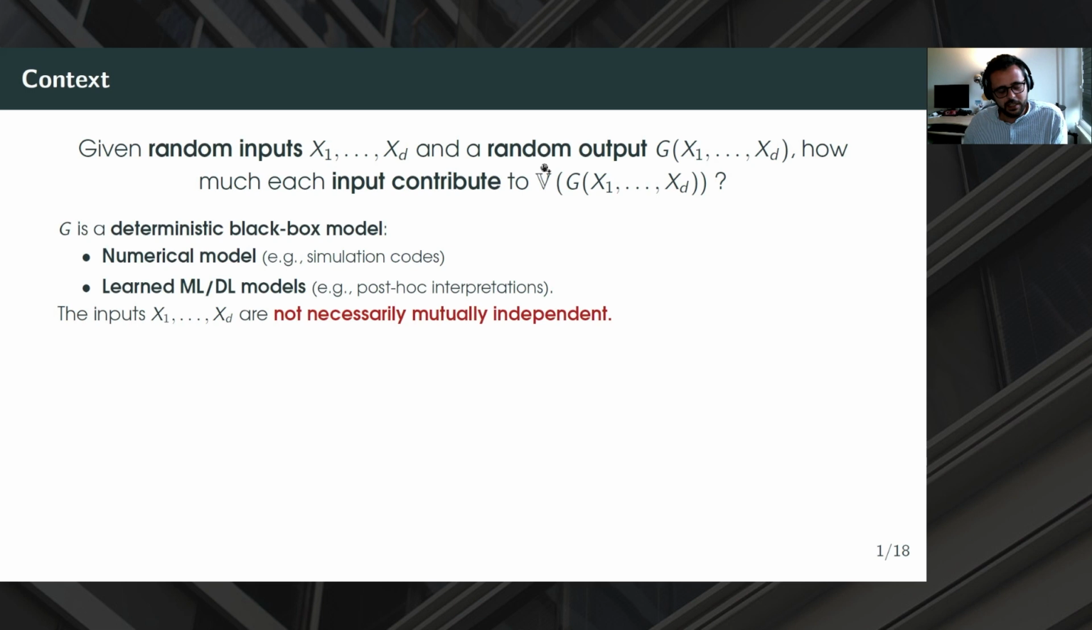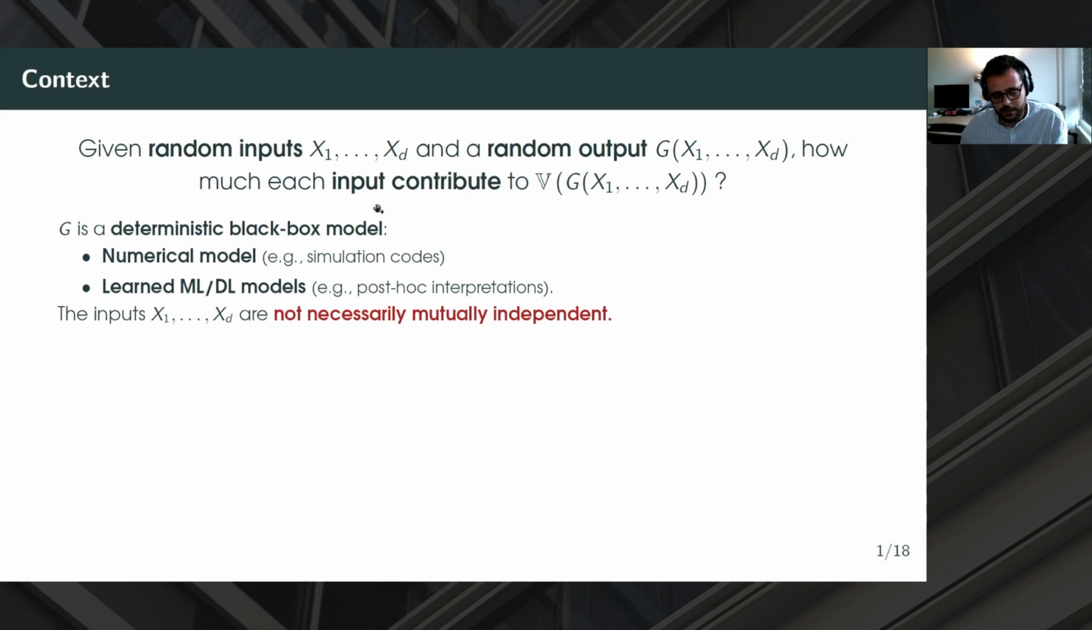And here g is considered to be a deterministic black box model. So it means that it can be a numerical model. For instance, in the field of sensitivity analysis, it's fairly used. It's simulation codes in order to simulate the behavior of some physical phenomenon, or it can be a machine learning or deep learning model. So this is what we do in post hoc interpretations, basically.